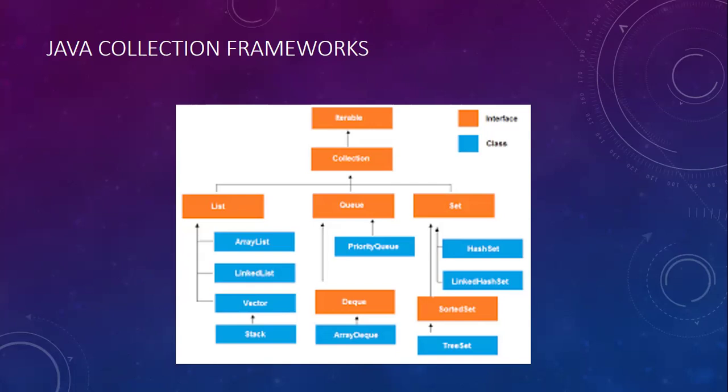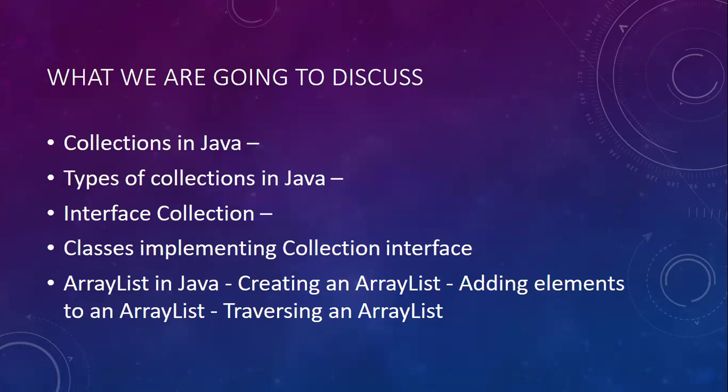Let's move forward. So, collections, types of collections, right? The interfaces and implementing classes, we already discussed. ArrayList, right? How to create an ArrayList, add elements, and how you can traverse it. Majorly, the very basic thing you need to understand is three operations: how you will add an element to any particular collection, how you will remove an element, and how you will traverse.